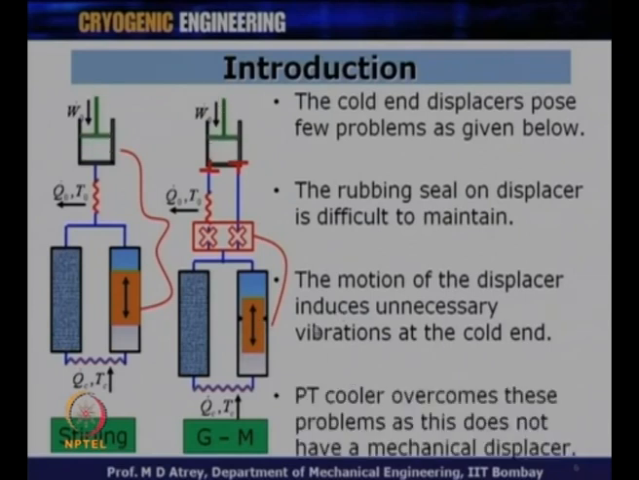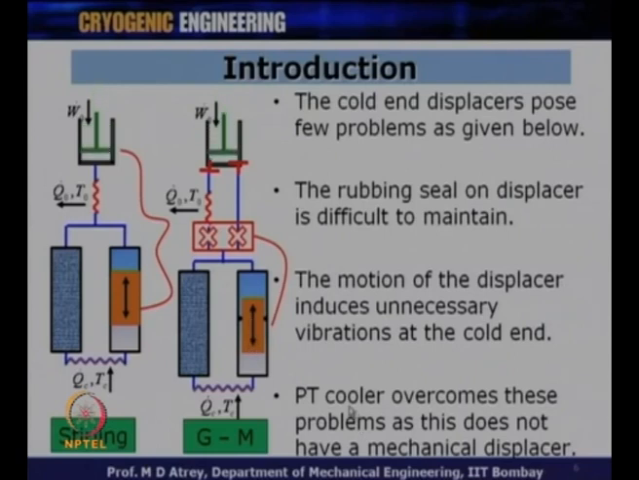To overcome this problem, the pulse tube cooler comes to the rescue, and therefore what happens in a pulse tube cooler? The pulse tube cooler overcomes these problems, as it does not have a mechanical displacer. There is nothing moving in the cylinder, like here you have a displacer, there nothing is moving in case of a pulse tube cooler, and therefore one complete mechanical component is absent in case of a pulse tube cryocooler.